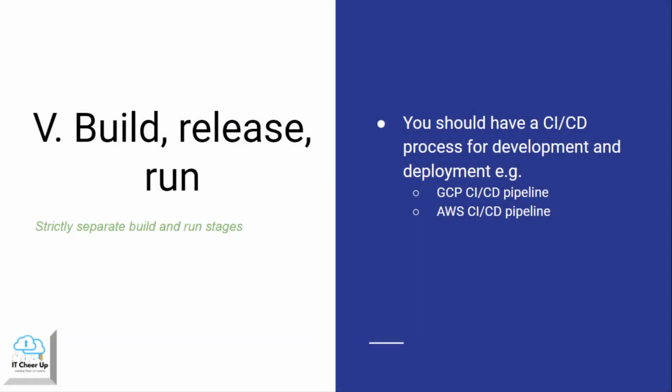Number 5, build, release, run. The 12-factor app uses strict separation between the build, release, and run stages. So you should have a CI/CD process for development and deployment.